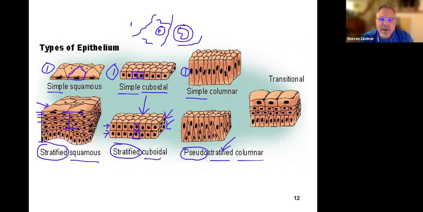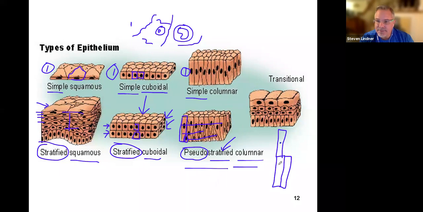Well, here's one cell and you see the nucleus. Here's another one. There's its nucleus. So if you look at the columnar cells, they really are just one cell layer, but the nuclei are at several layers. So it gives the illusion or the appearance that it is a stratified layer. So this we call pseudostratified columnar. If it was truly a stratified columnar, then we would see something that looks like this.